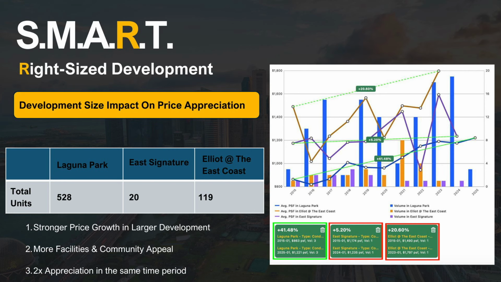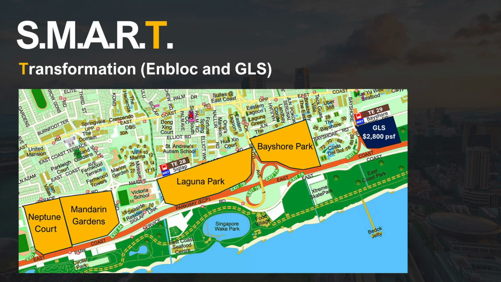Okay, and lastly will be the transformation point, which we talked about. For Laguna Park, there's a new GLS with an estimated launch price of 2008 PSF. On top of that, Bayshore Park has been trying en bloc, Mandarin Gardens has been trying en bloc, and Neptune Court has been trying en bloc. All these transaction prices show that there's very strong demand in the area and people are willing to pay. And if you know about the recent new launches, not slightly further away, maybe Emerald Katong, you know that the transaction prices for the area are way higher. And for a freehold property like Arena, I think they're asking around 3,000 to 3,003 PSF already.